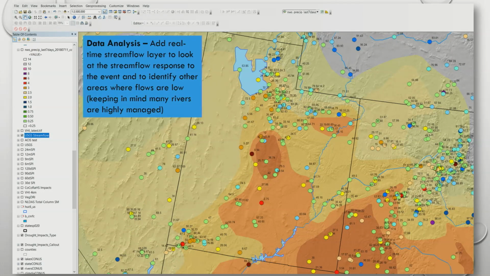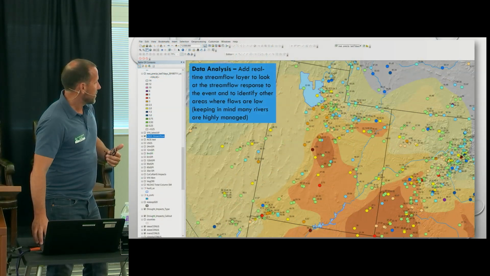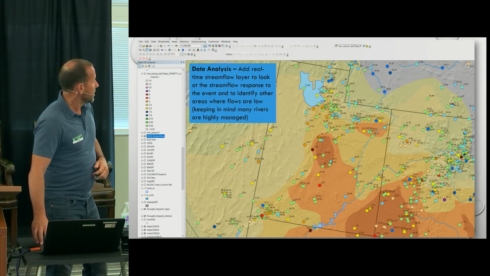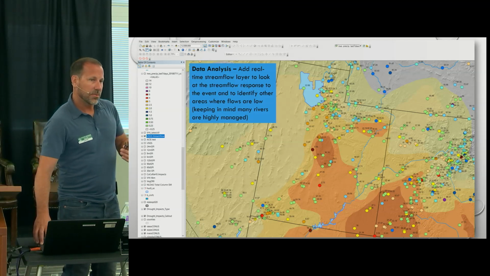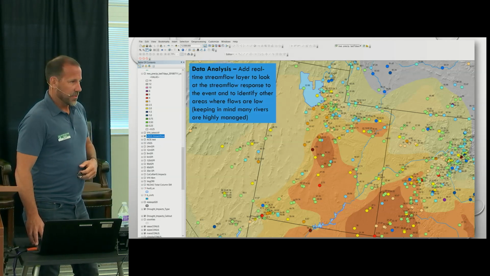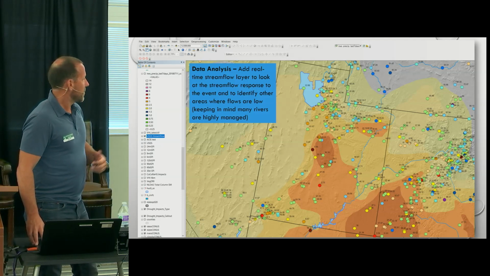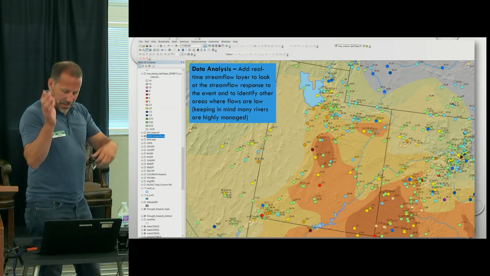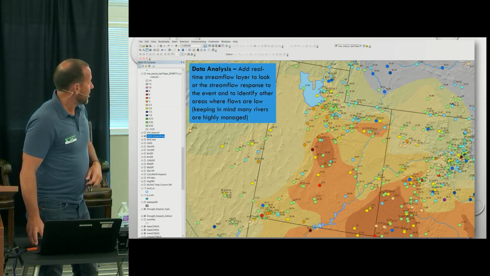And then I'll turn on other parameters. These are stream flows, and you can see we've got them color-coded for the percentiles. The red ones are areas where stream flows are very low, green is normal, and blue is where they're above average. Stream flows, you have to keep in mind, many of these are highly regulated. So we can't just look at a low stream flow and say it's drought. There may be water that's being allotted and partitioned out.